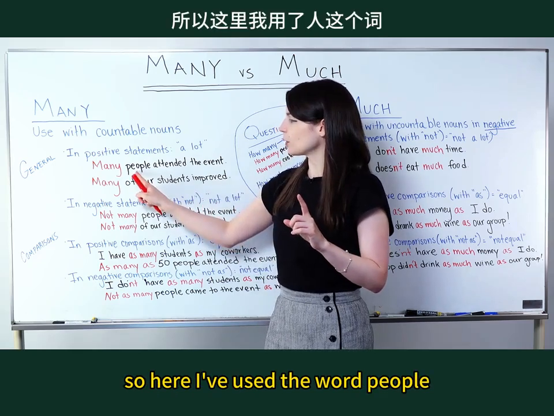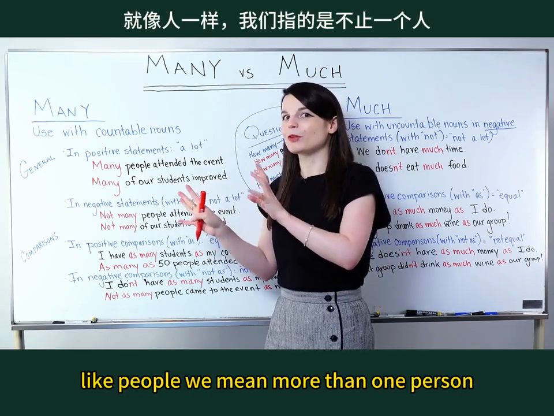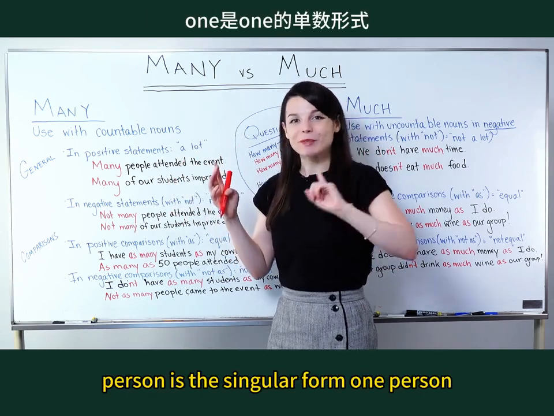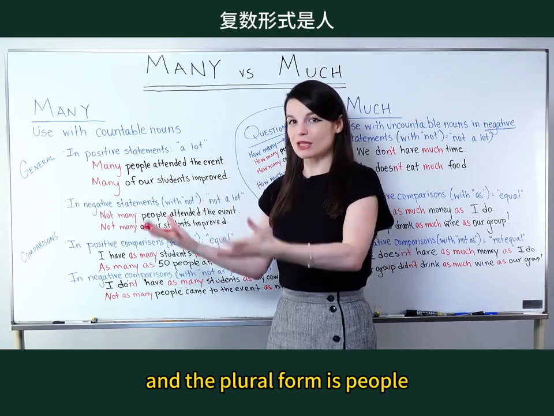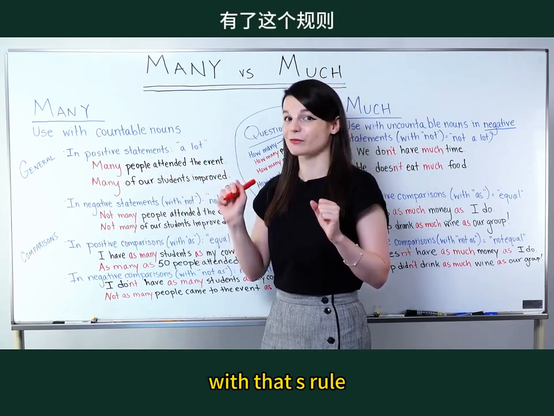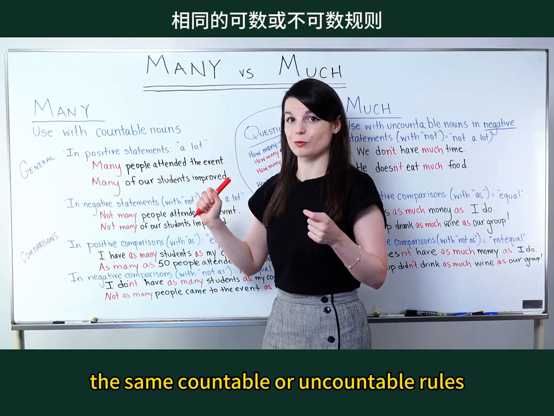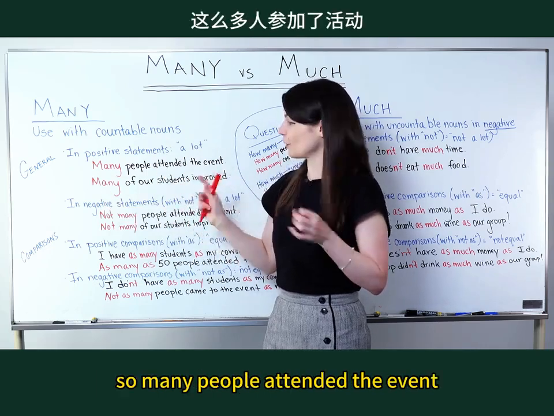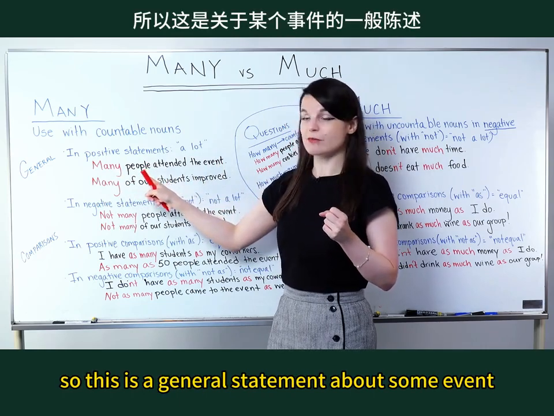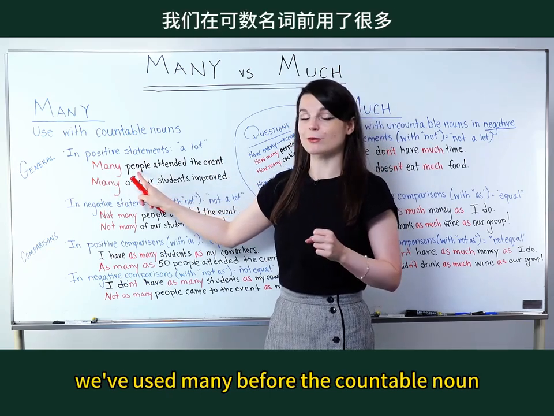So here I've used the word people. People is a little bit special. When we say people, we mean more than one person. Person is the singular form, one person, and the plural form is people. So this one is a little bit different from the S rule that I talked about, but it still follows the same countable rules with many and much. So many people attended the event. This is a general statement about some event. We've used many before the countable noun.